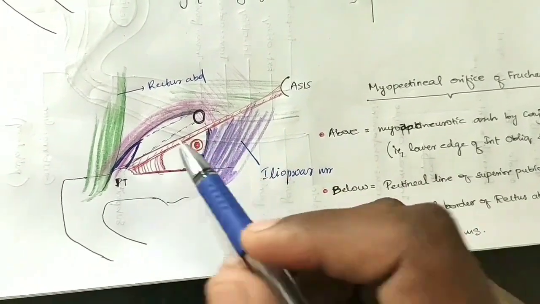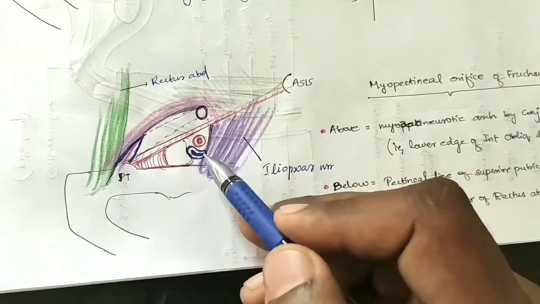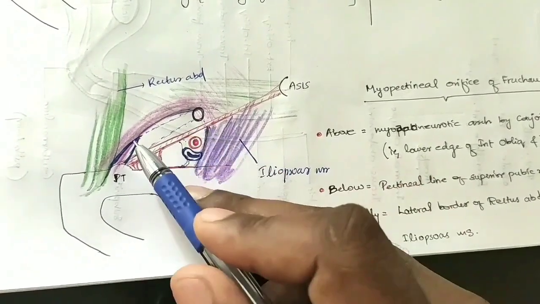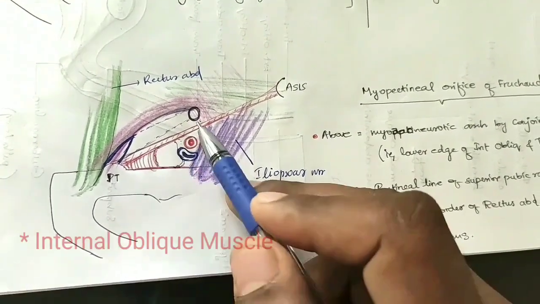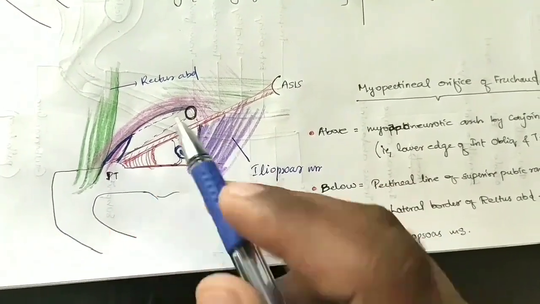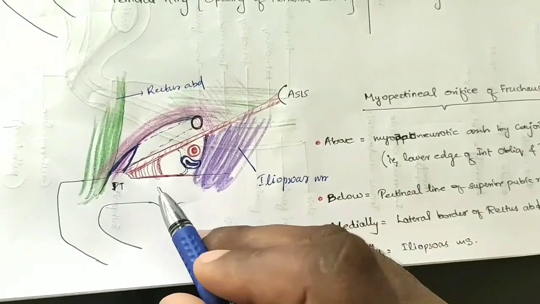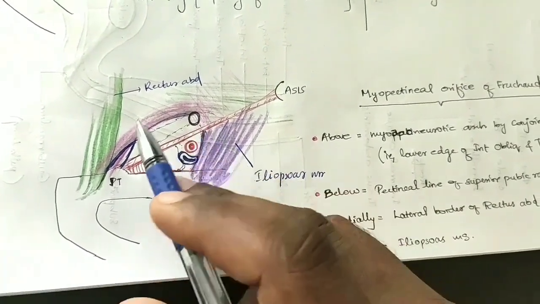And this deficit is bounded medially by the lateral border of rectus abdominis, laterally by the iliopsoas muscle, above by the myo-aponeurotic arch, by the lower edges of the inferior oblique and transverse abdominis muscle and conjoint tendon, and inferiorly or below by the pectineal line of the superior pubic ramus, forming the myopectineal orifice.